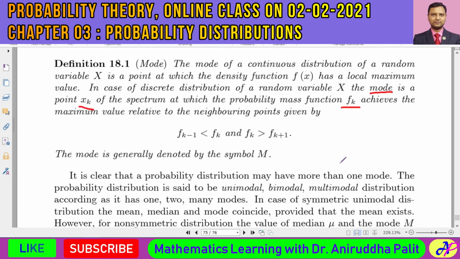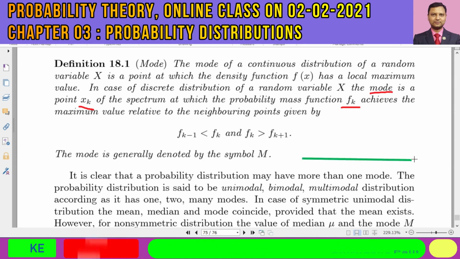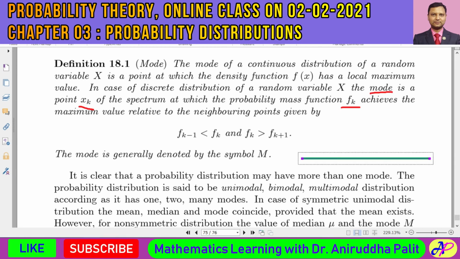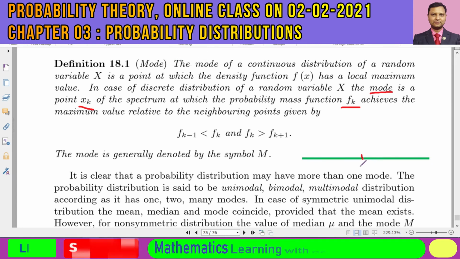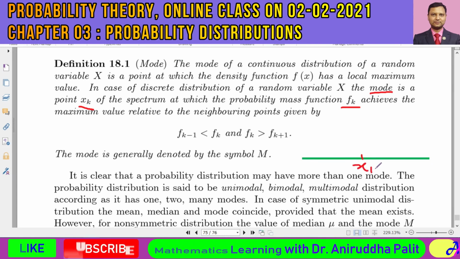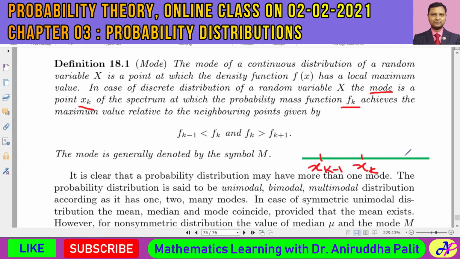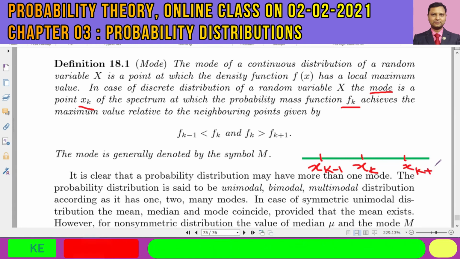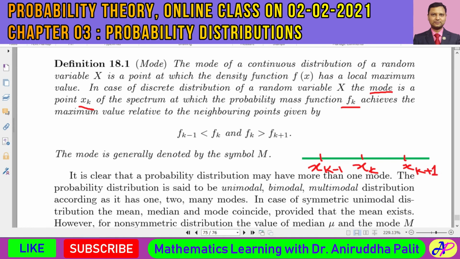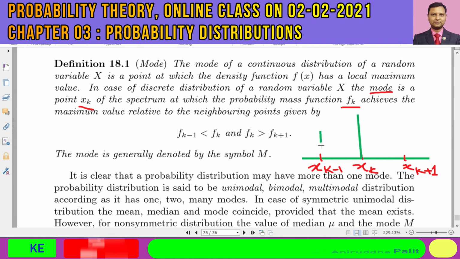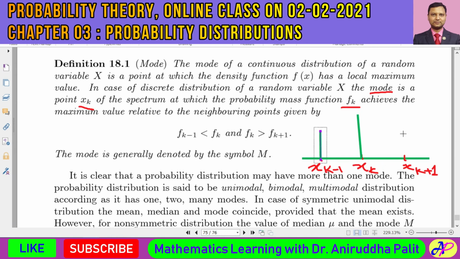That means, suppose we consider this kind of picture. Suppose this is the real line, and this is the value xk. This is xk minus 1, and this is xk plus 1. The value at the point xk would be maximum relative to its neighboring points.